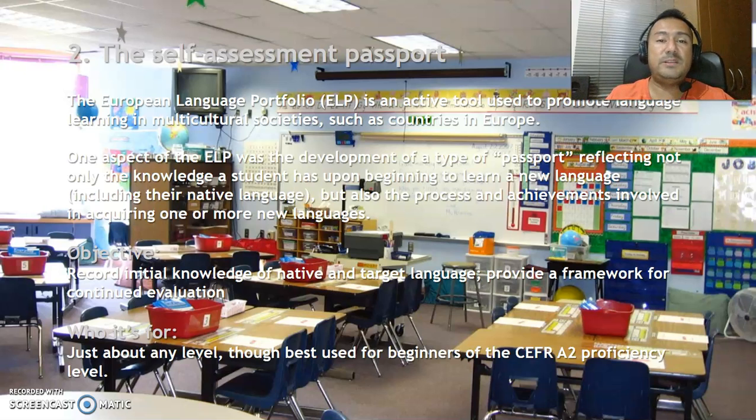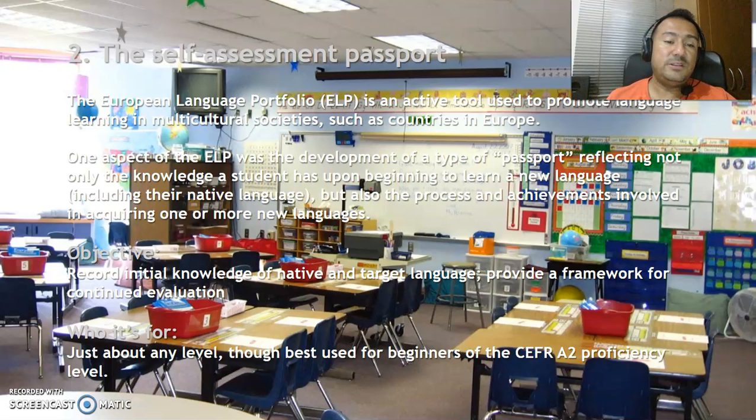The second self-assessment is the self-assessment passport. The European Language Portfolio, ELP, is a tool used to promote language learning in multicultural societies such as countries in Europe. One aspect of the ELP was the development of the passport, reflecting not only the knowledge a student has upon beginning to learn a new language, including their native language, but also the process and achievement involved in acquiring one or more new languages.